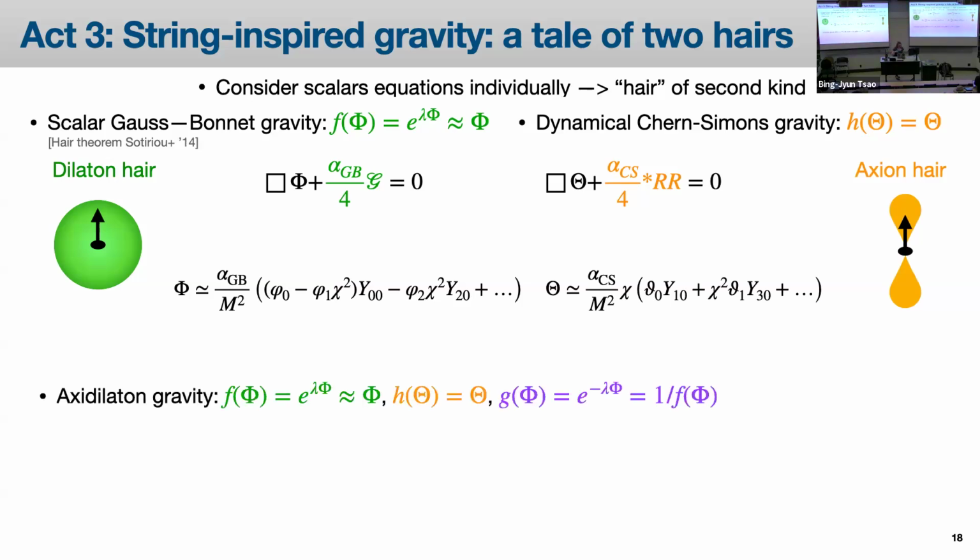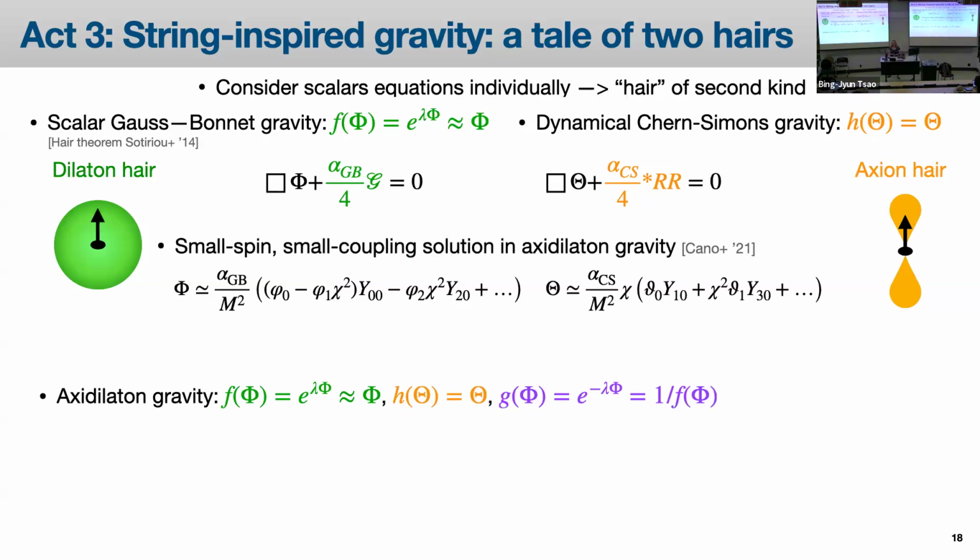Now, these were for the individual theories. We now want to couple this together. So the dilaton and axion are talking to each other. If you compute these solutions in the small coupling, small spin approximation, you can do that analytically, and you end up actually with the decoupled fields. So in that solution, they don't know anything about each other.